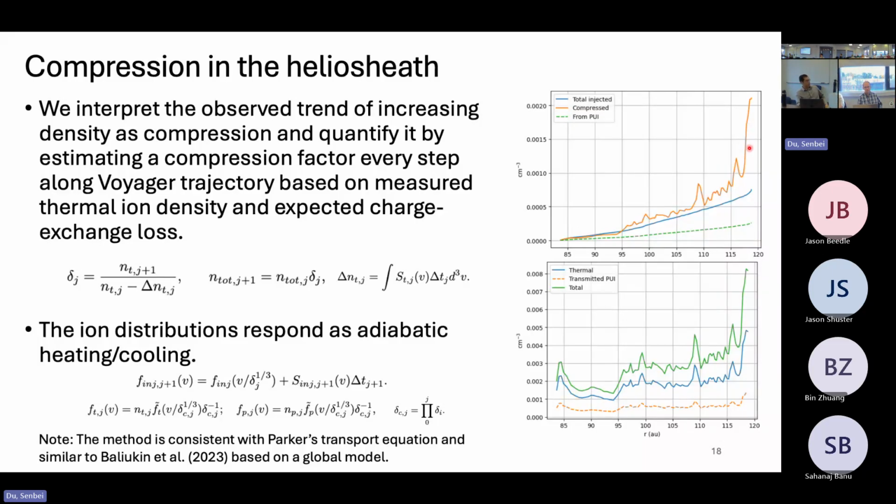That's the orange line here, and then the total ion density is the green line here. And the blue line is the original Voyager data.